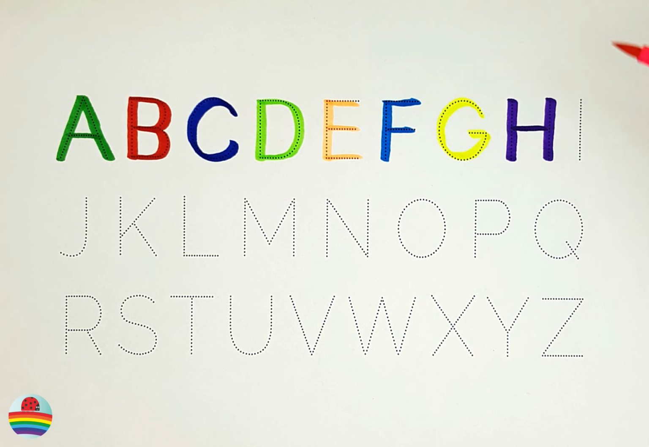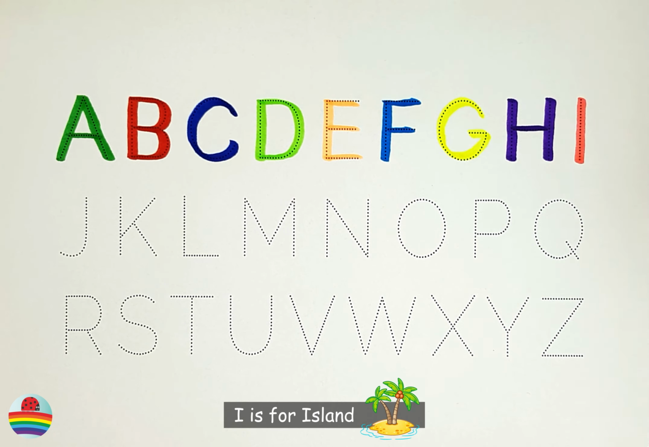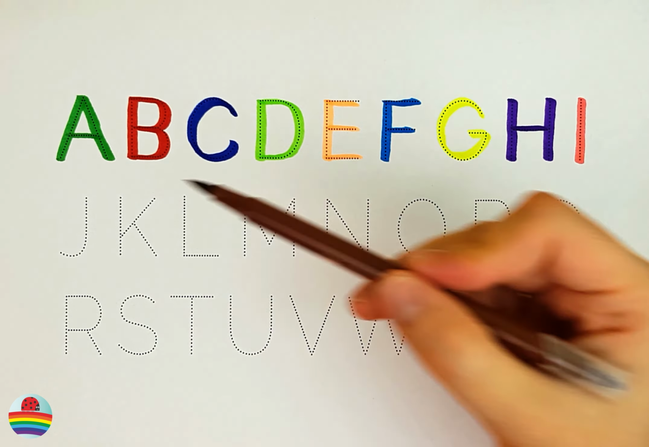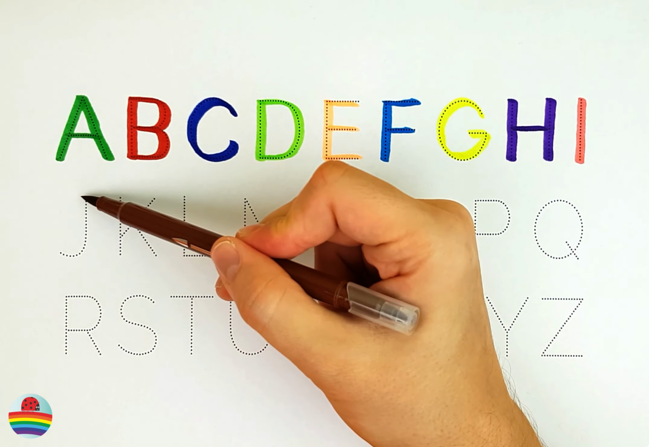I is for island. J is for jellyfish. K is for koala.